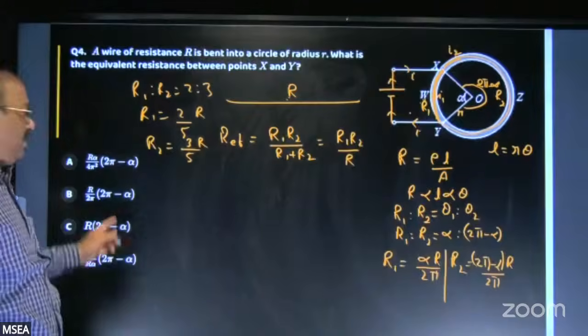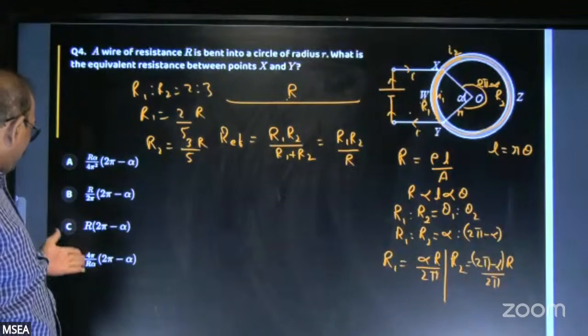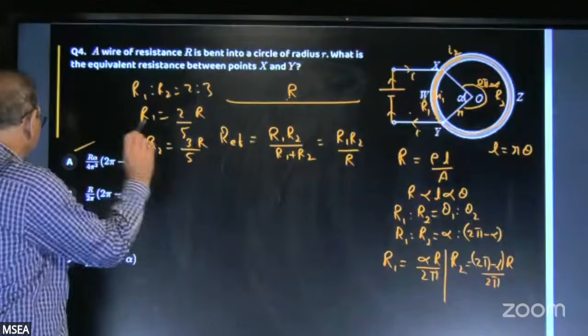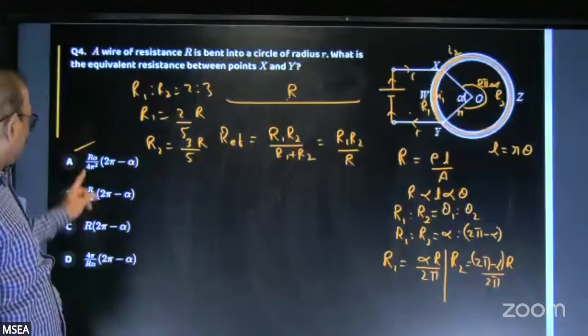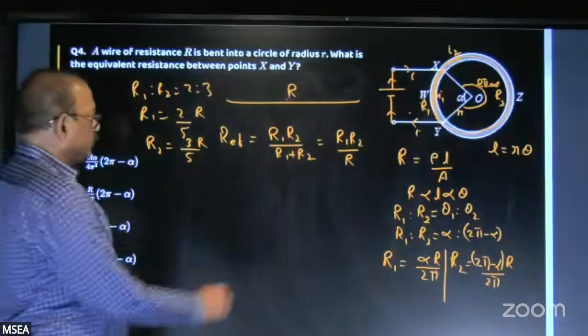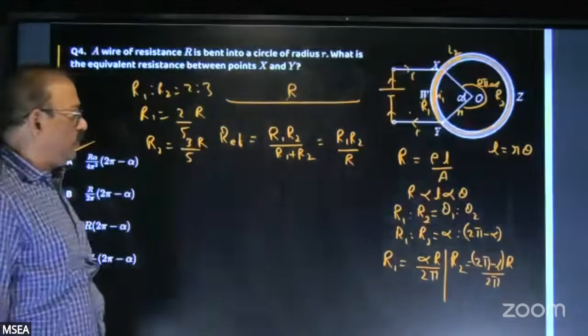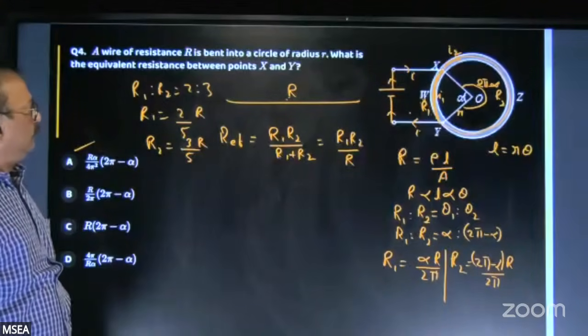See here, only in one option 4 pi square is there, in no other option. Only the first option has it. So this is the answer. Apply the elimination method. The first option is right. Substitute these two, R1 and R2, here and simplify. You'll get the first option only. That is this problem.